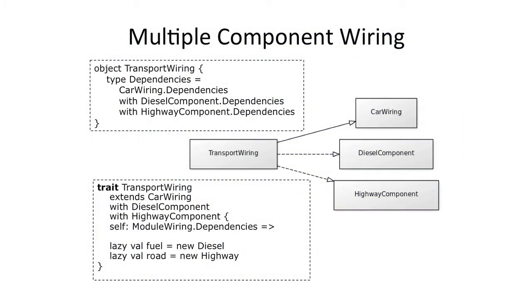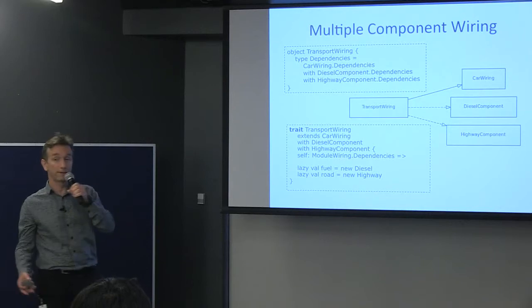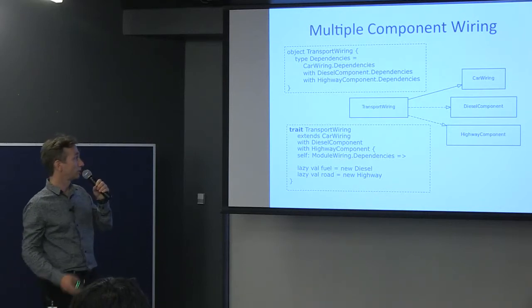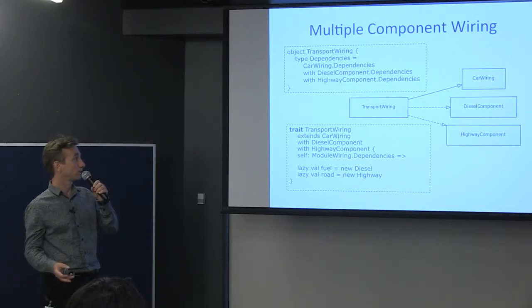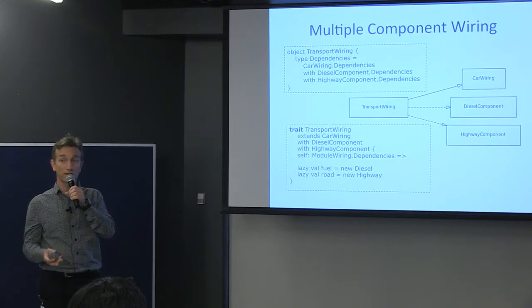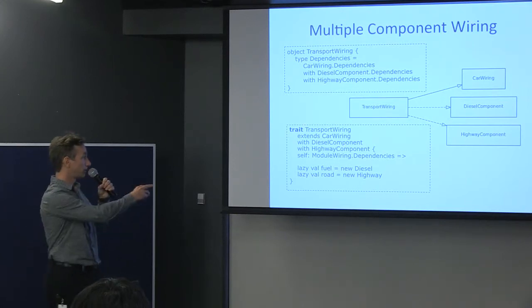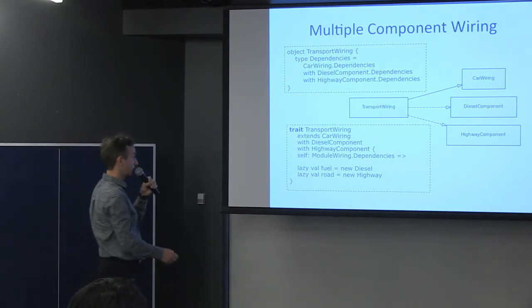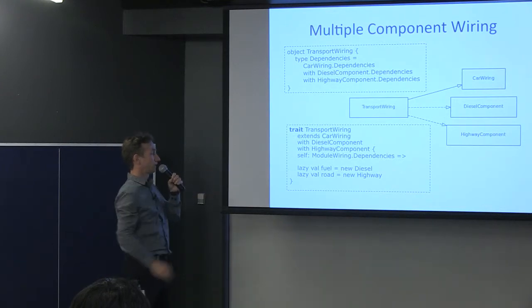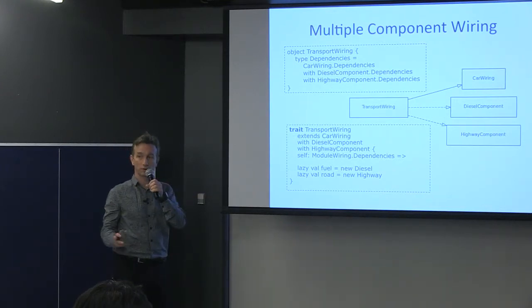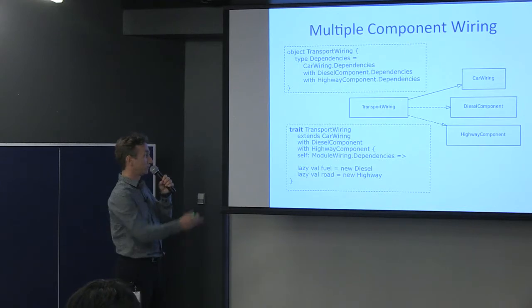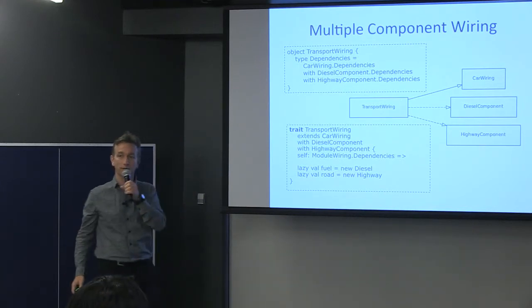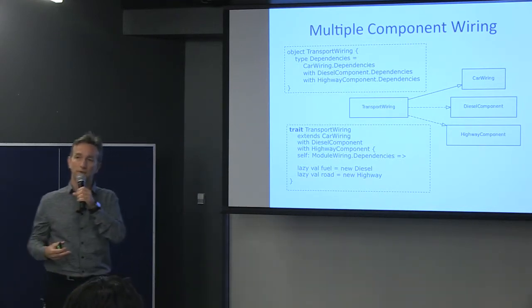So when we've got multiple component wiring, we're really just bringing together different wirings or components together. So in this case, a transport wiring is dependent on the car wiring, a diesel component, and a highway component. Because it says diesel component, we know that it hasn't been wired. So that means at the bottom here, we have to actually specify that the fuel is the new diesel and the road is the highway. Otherwise, it's not going to be wired up. And I would be lying if I called it transport wiring, because it has to be fully wired up.